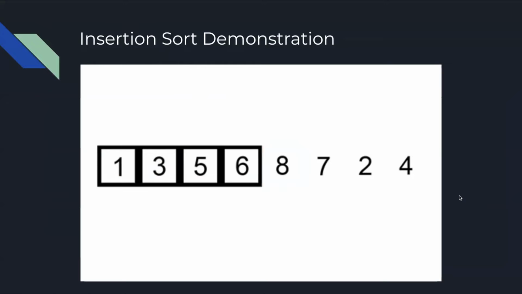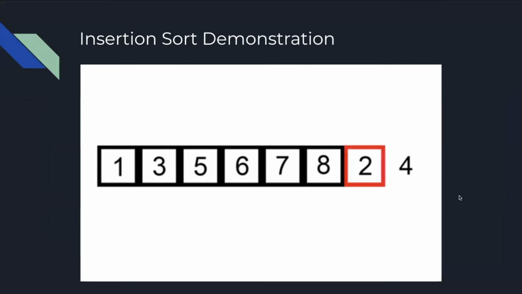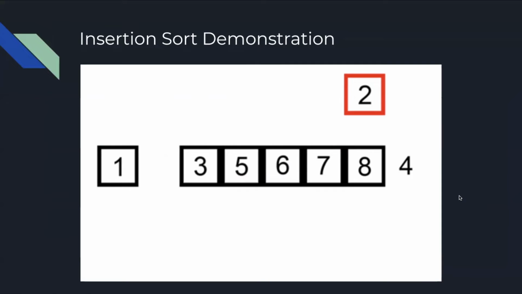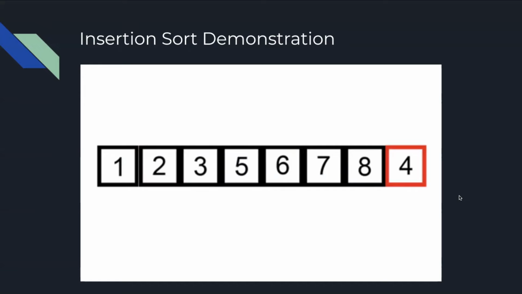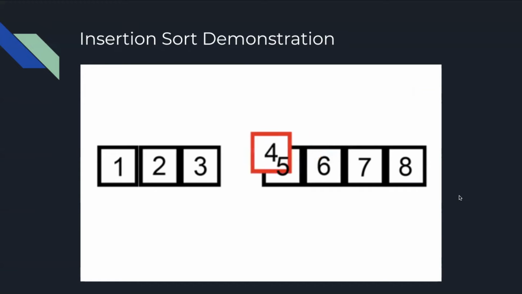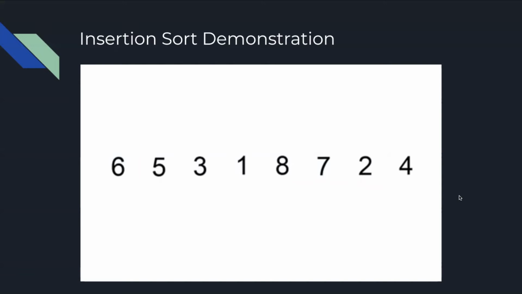And then you move down again and you look at 8, and since 8 is greater than 6, it stays where it is, which makes you look at 7. Since 7 is less than 8, it moves in front of 8, in between 6 and 8. And the same thing for 2. It's less than 8, less than 7, less than 6, less than 5, and less than 3. So it goes in between 1 and 3. And then you look at 4, the last number in the list, and it's less than 8, less than 7, less than 6, less than 5. So it goes in between 3 and 5 and makes the list be in order from least to greatest.